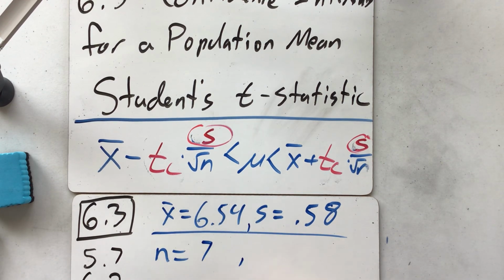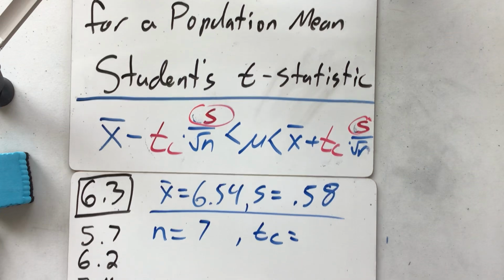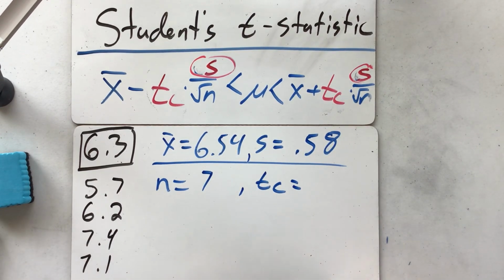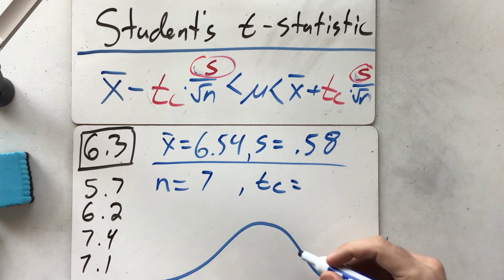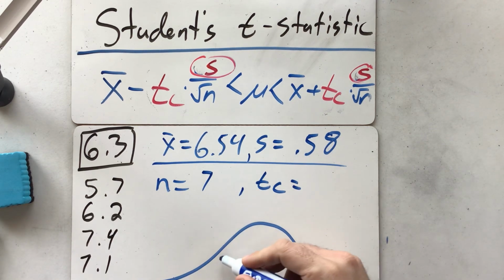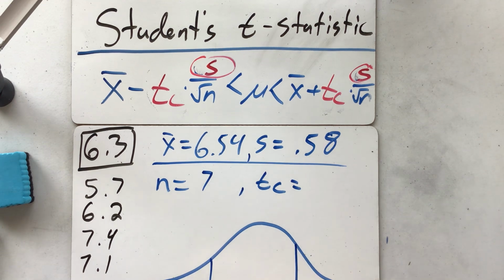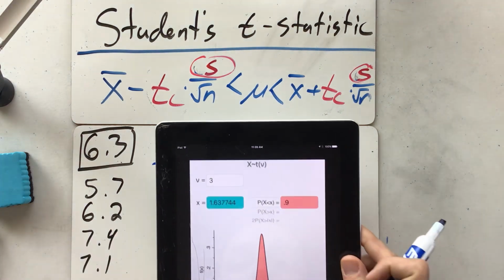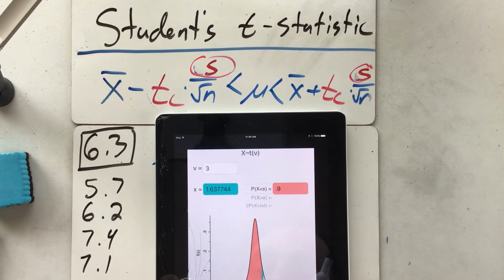And now the only thing left is to figure out what is t_c. And t_c is what requires a little bit of thinking, but it's not too bad because we're at 90%. So that means I want to draw this picture. I have a t-distribution, which I'm going to draw just the same as a normal distribution because they have the same shape. They're just a little bit wider. I want this area right in the middle between t_c and negative t_c to be 90%. If you remember, I can't put 90% in my calculator because if I put 90% in, it doesn't stop at the other side. It keeps going forever.